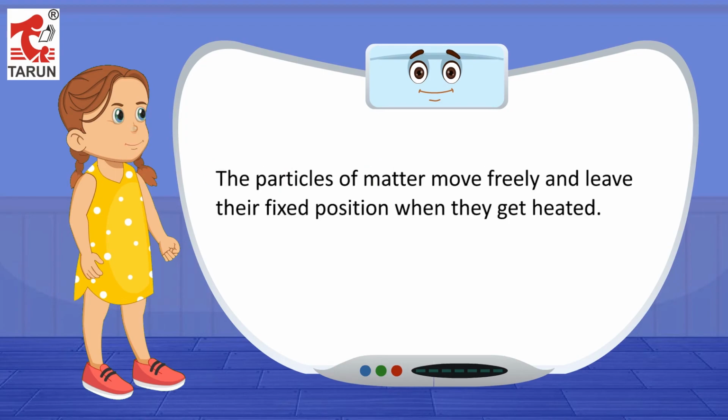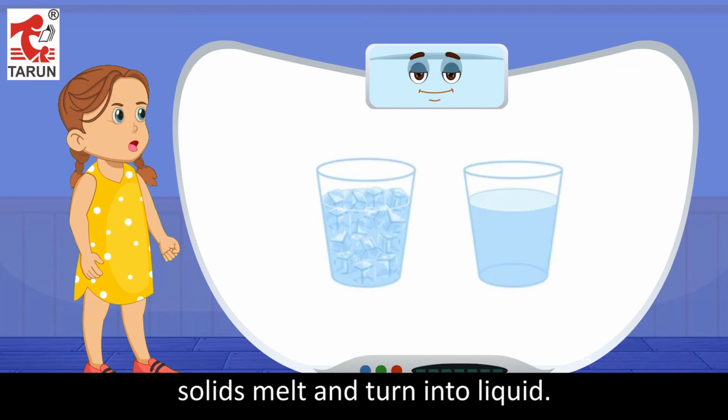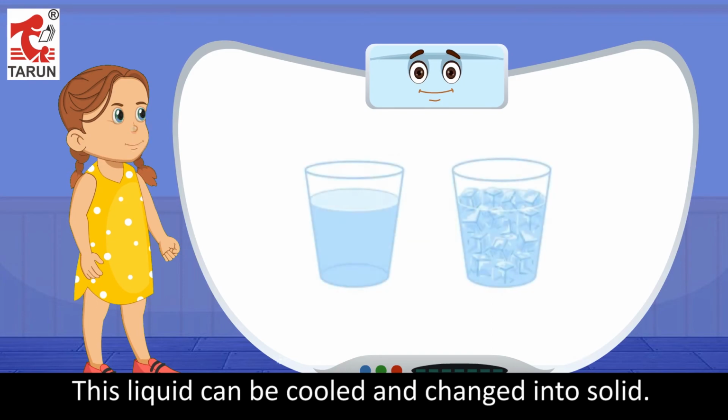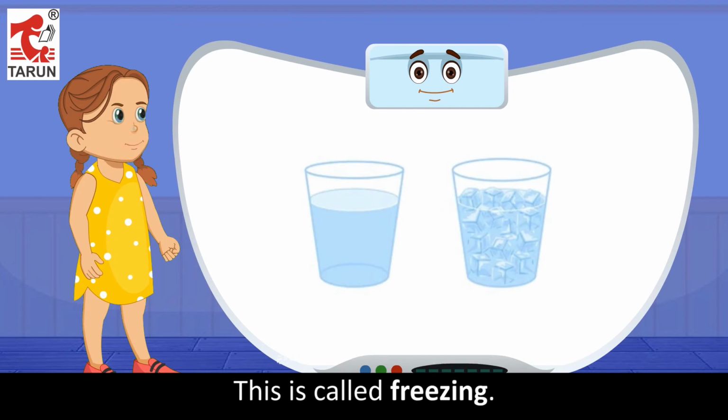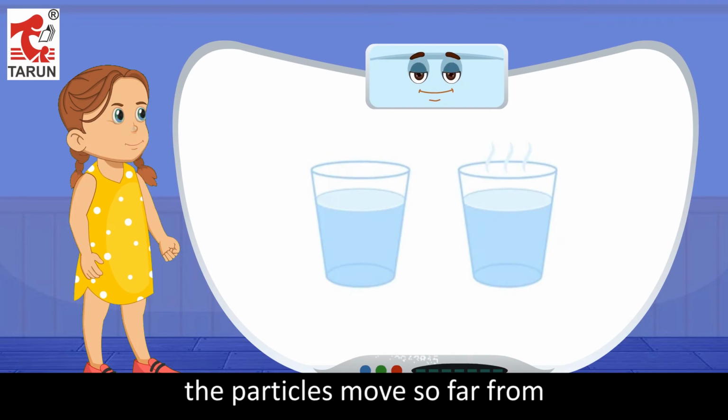The particles of matter move freely and leave their fixed position when they get heated. Upon heating, solids melt and turn into liquid. This process is called melting. This liquid can be cooled and changed into solid. This is called freezing.